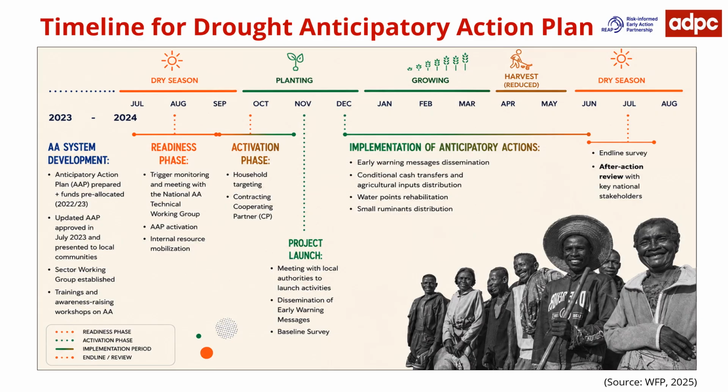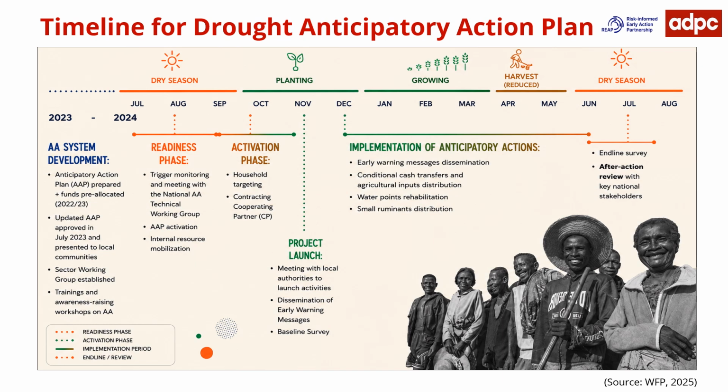The updated plan is approved in July 2023 and presented to local communities. A sector working group is established, and trainings and awareness-raising workshops on anticipatory action are held. The Readiness Phase, running through the dry season: trigger monitoring and meetings with the National Anticipatory Action Technical Working Group, Anticipatory Action Plan activation, and internal resource mobilization.